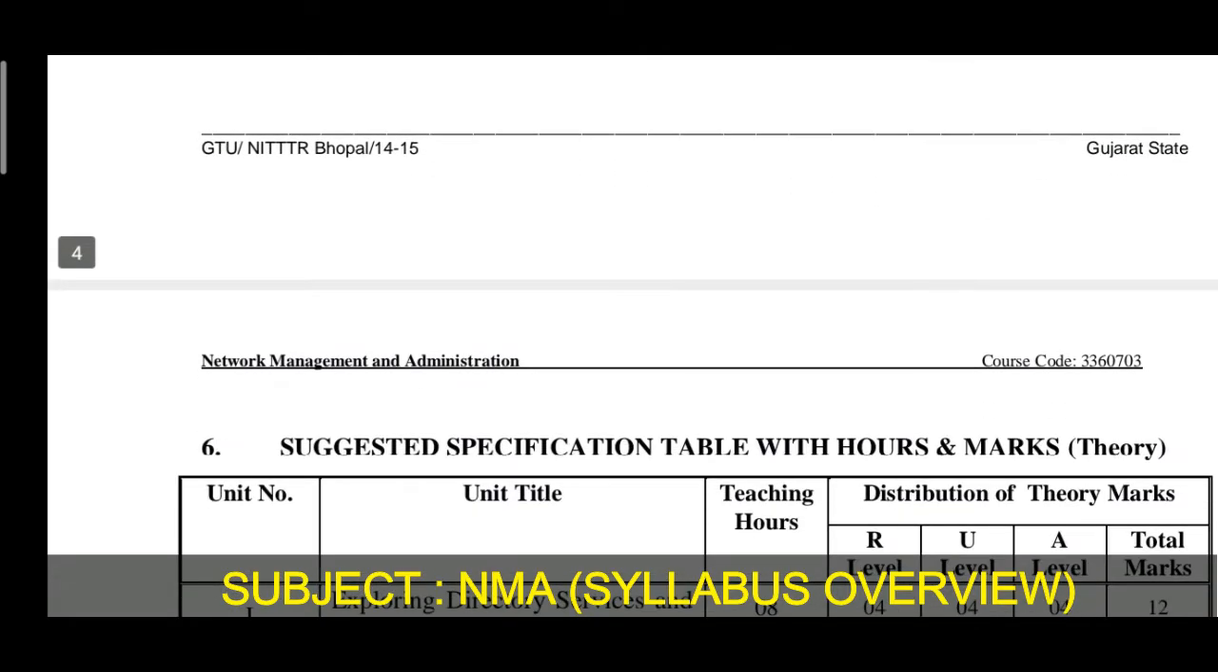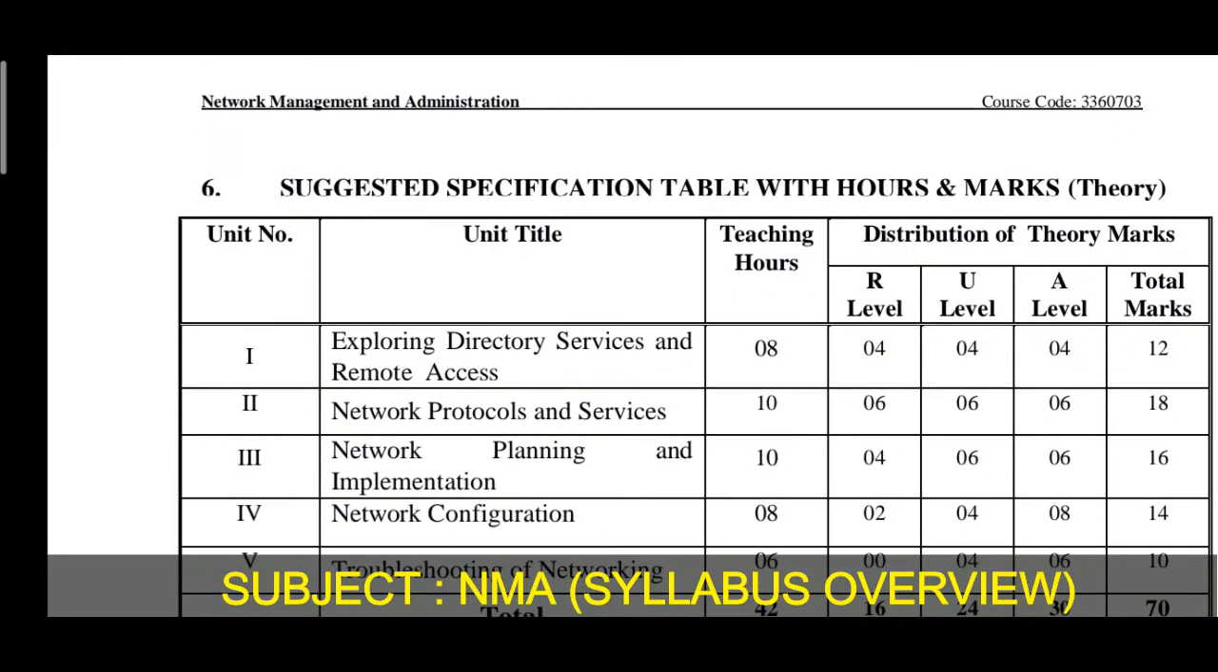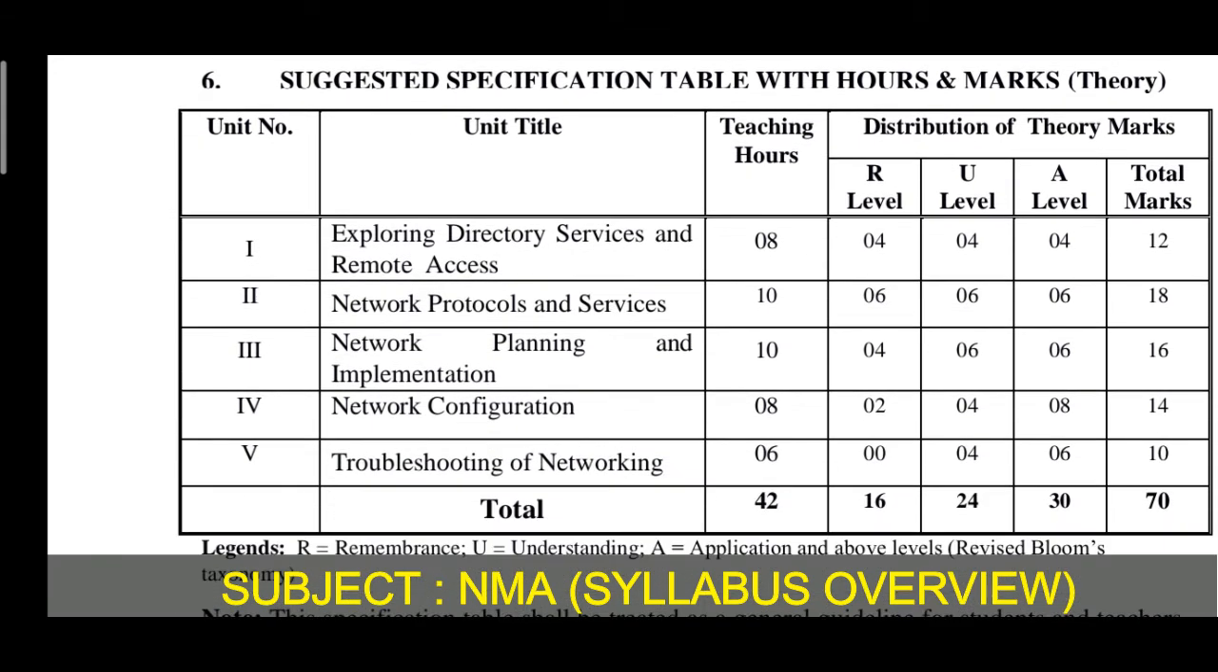Next, here is the suggested specification table with hours and marks. Whenever any GTU exam is conducted, chapter number 1 is considered 12 marks, chapter number 2 is 18 marks, chapter number 3 is 16 marks, chapter number 4 contains 14 marks, and chapter number 5 contains 10 marks. So 18, 16 and 14 mean that chapters 2, 3 and 4 are the most important chapters regarding our GTU university exam.